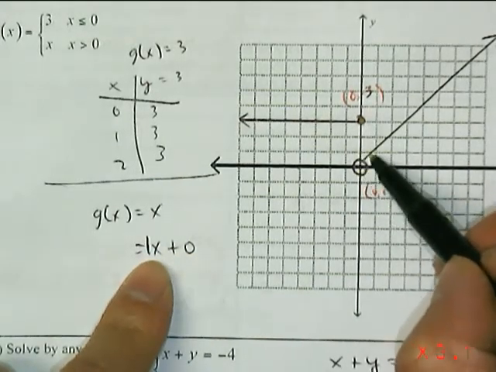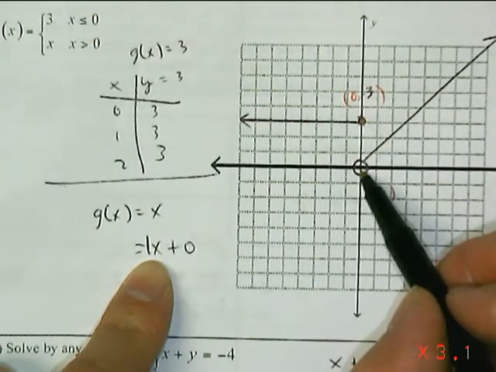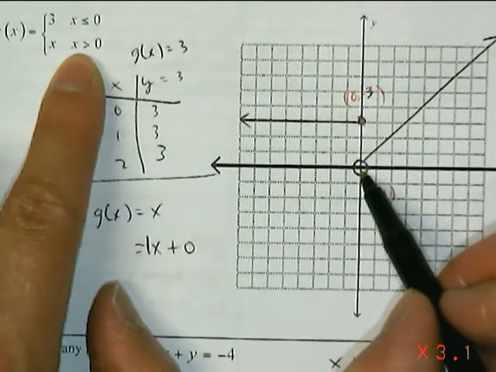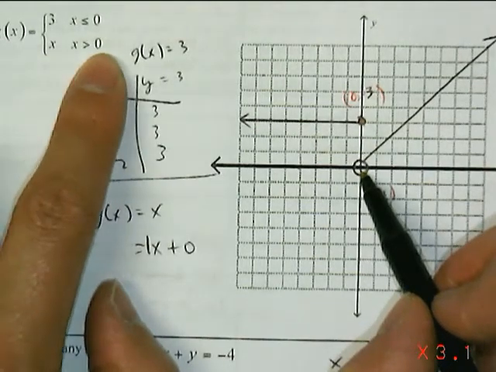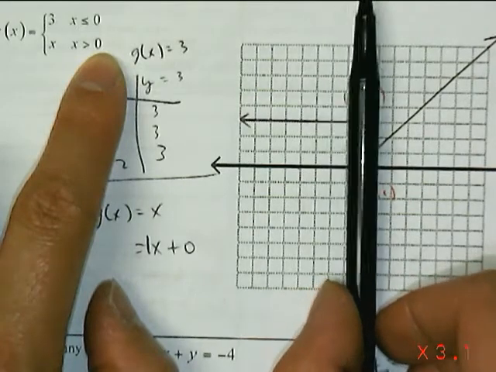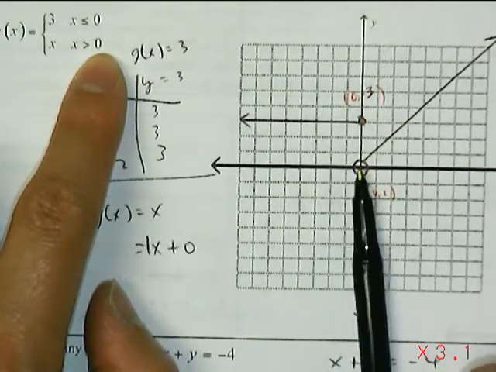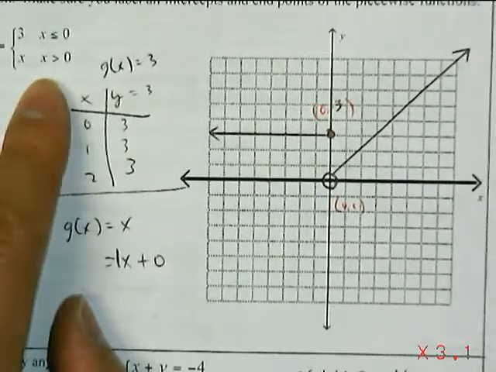up 1, right 1. I have an open circle here at the origin because the inequality says x is greater than 0. So again, same thing. It's at the y-axis, right? Vertical line at x is 0. And you're looking for values that are greater than 0. That's going towards the right.